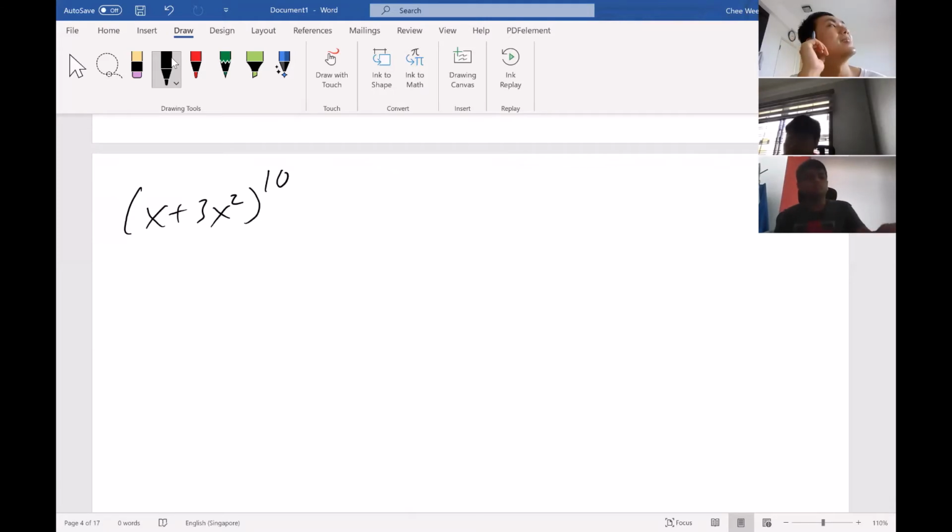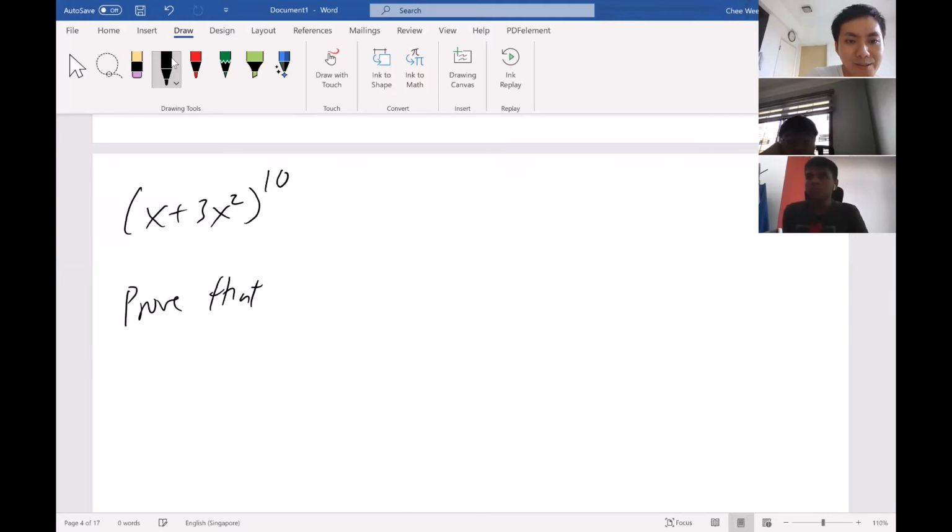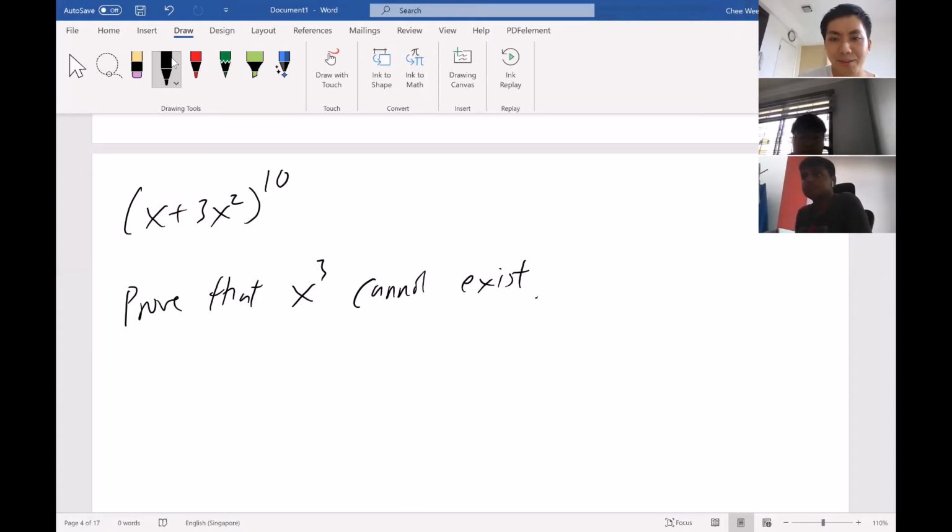So suppose the question is this: prove that x to the power of 3 cannot exist in the expansion. Which means that if you actually go and expand out this binomial, in total you should have 11 terms because it's power 10. And with the 11 terms, all done and dusted and simplified, x cubed will not appear in the expansion at all.